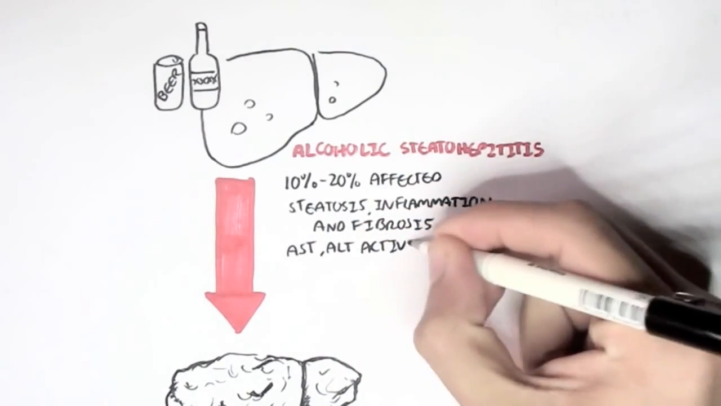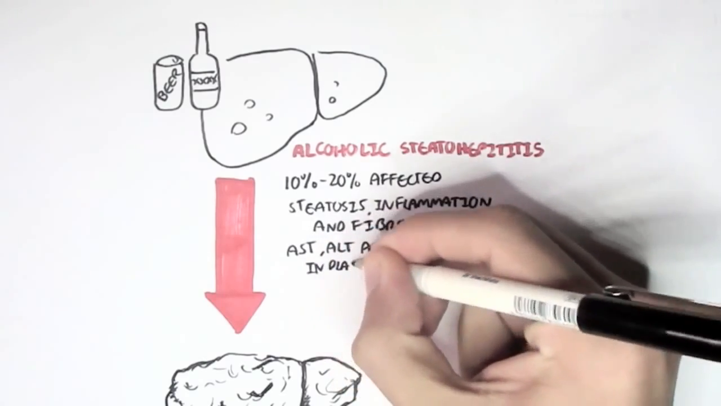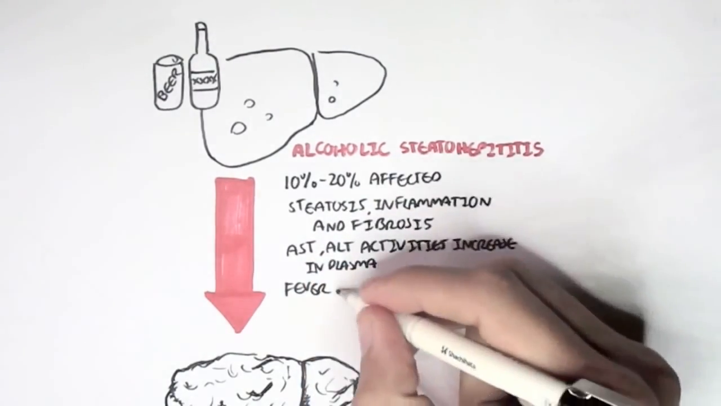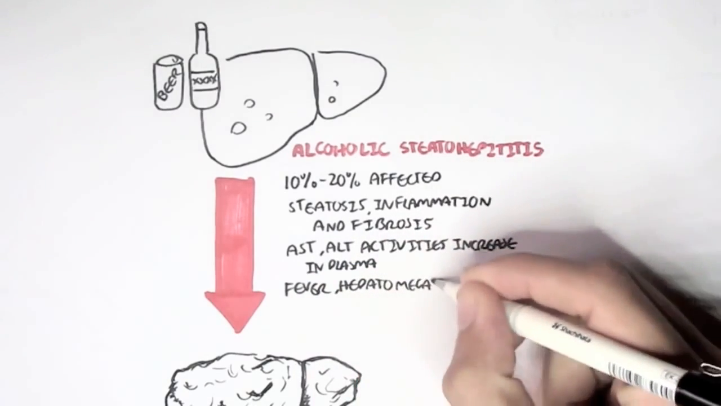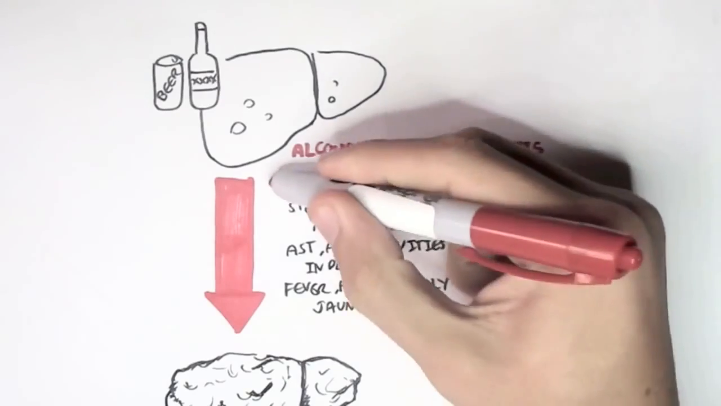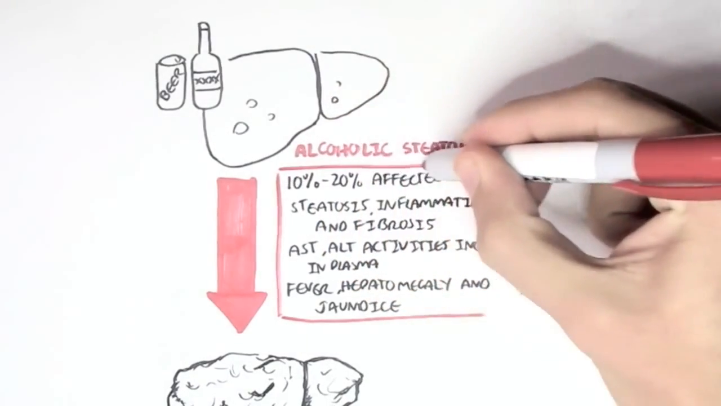Aspartate transferase and alanine transferase enzymes, their activities are increased in the plasma, which is not normal. It's supposed to be in the liver. Symptoms of alcoholic fatty liver disease include fever, hepatomegaly, enlarged liver, and jaundice, yellowing of the skin.